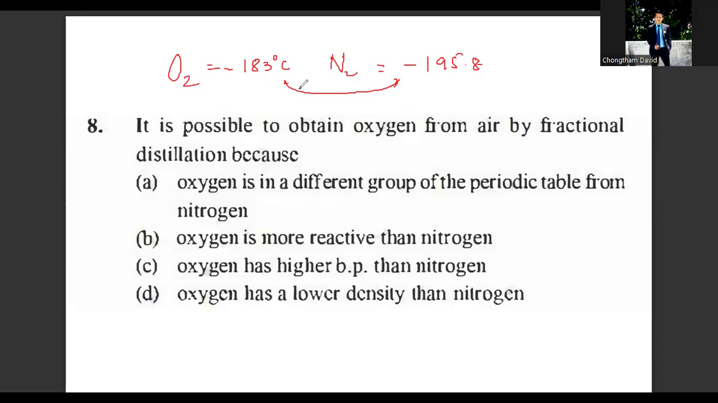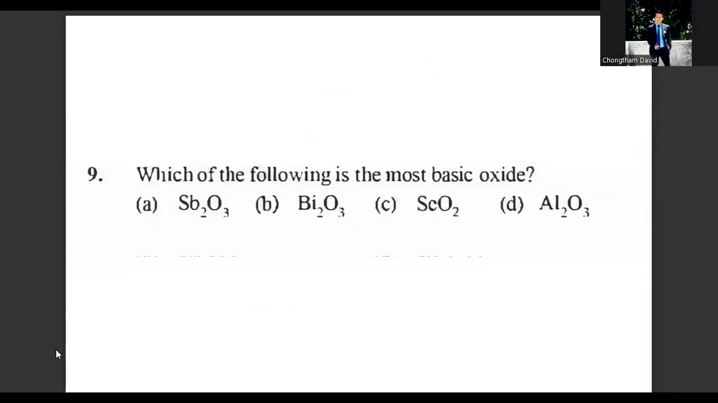And now, if we look at the question, it says it is possible to obtain oxygen from air by fractional distillation because oxygen has a higher boiling point than nitrogen. So option C would be the correct answer for question number 8. I hope it is clear. Let's see question number 9.